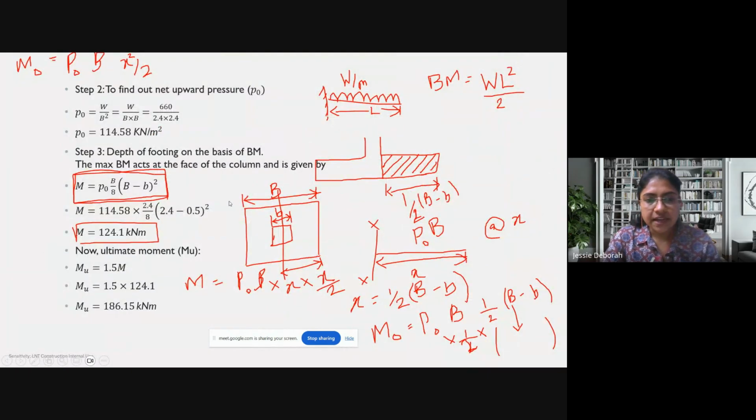Okay, so I think we calculated up to moment. Now we will calculate the ultimate moment. Ultimate moment Mu is just that additional factor. So 1.5 times the factor we are taking. So that will be 1.5 into 124.1, which is 186.15 kilonewton meter.